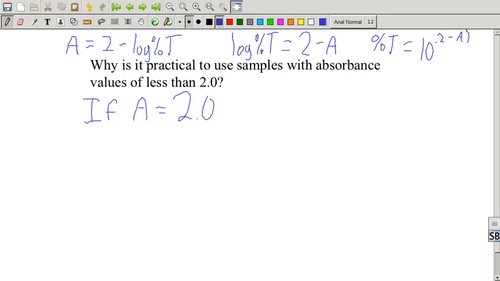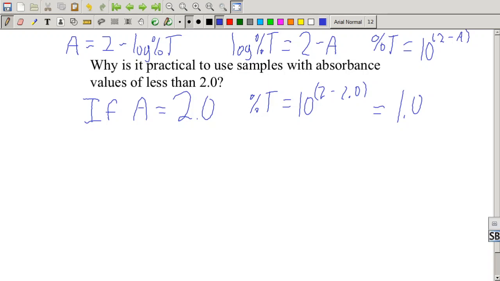So in this particular case, what does that mean? Percent T is going to be 10 raised to the 2 minus 2 power, or 10 to the 0 power, which is 1. Okay, so that's really low. So essentially, if I have a solution that has an absorbance of 2, it's letting through 1% of the light that my blank is letting through. That's what this is saying.